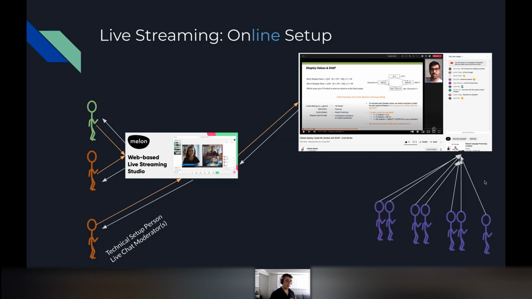At the other end, the live chat from YouTube comes straight back into the Melon app. So you can see a preview of what you're presenting and have the live chat coming up on the side. Again, this simplifies it for us. And I think this is going to be a better solution for Meetup groups going forward.